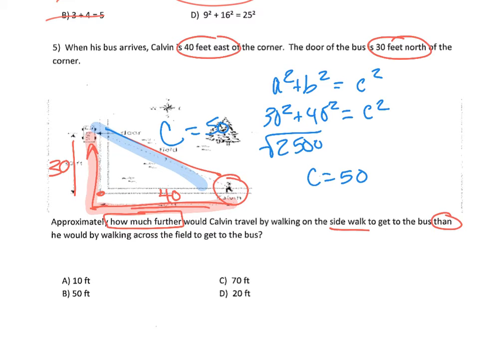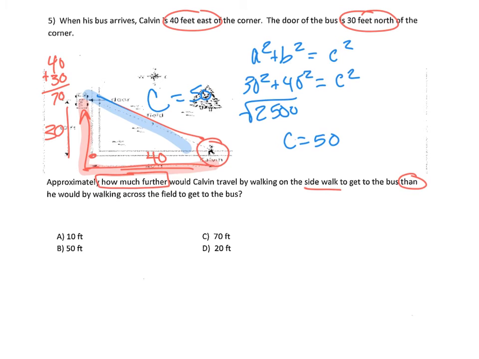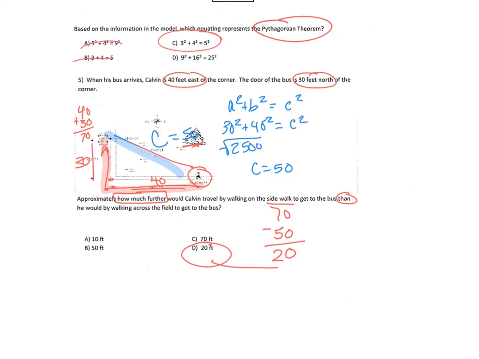So if he cuts across this field, that's going to be 50 feet. If he takes this path on the sidewalk, he would go 40 feet plus 30 feet. So altogether, the sidewalk would be 70. So we want to take that 70 that he would take on the sidewalk and subtract the 50 if he takes that shortcut. And we get 20. So 20 feet farther.